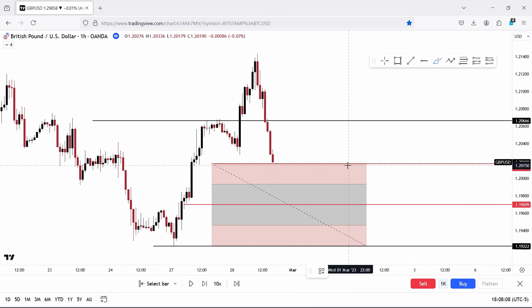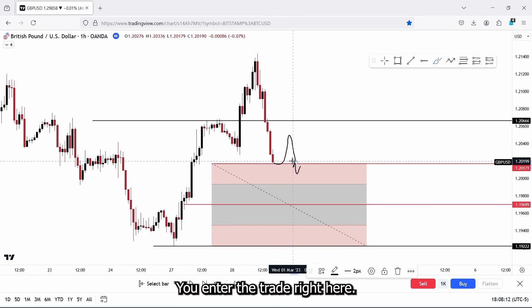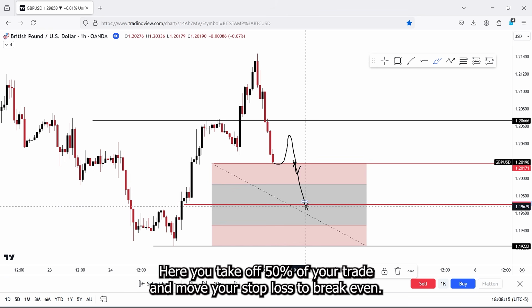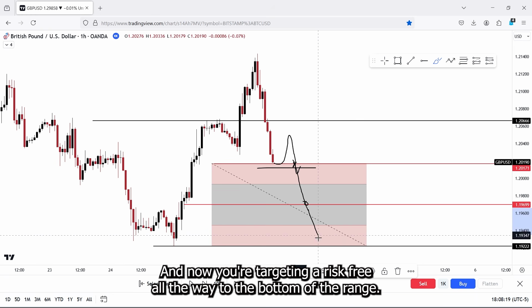So let's say you enter the trade right here. Price reaches the 50% here. You take off 50% of your trade and move your stop loss to break even. And now you're targeting a risk-free all the way to the bottom of the range.